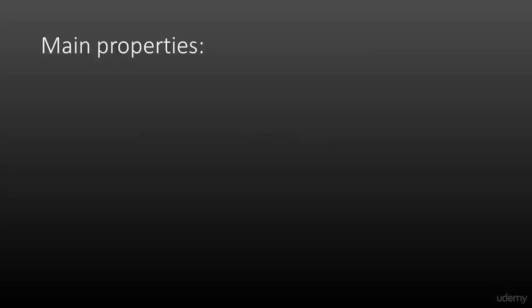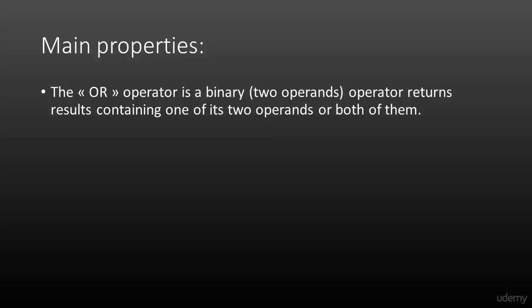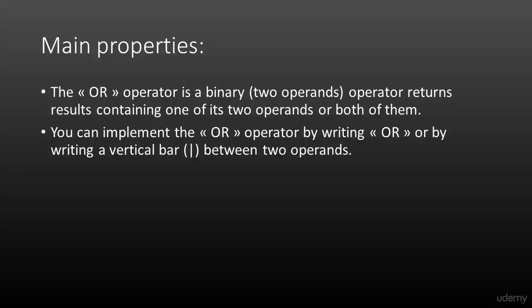Welcome to the lecture on the OR operator. The OR operator is a binary operator. It takes two operands and it will return results containing one of the two operands or both of them. For example, if you wanted results containing dog or cat, it would return results containing dog, results containing cat, and results containing dog and cat. If you want to implement the OR operator, you can either write OR in capital letters, or you can use a vertical bar. It's going to do exactly the same thing.